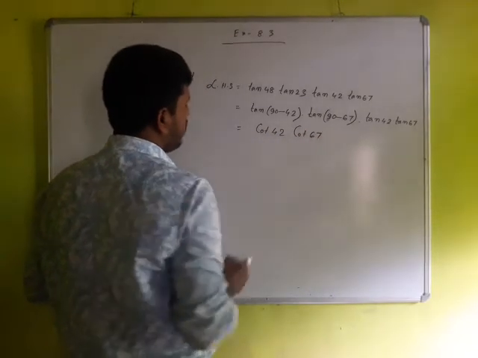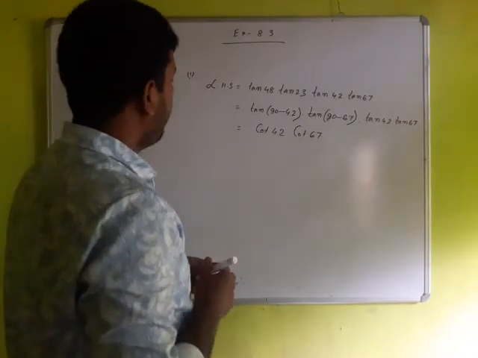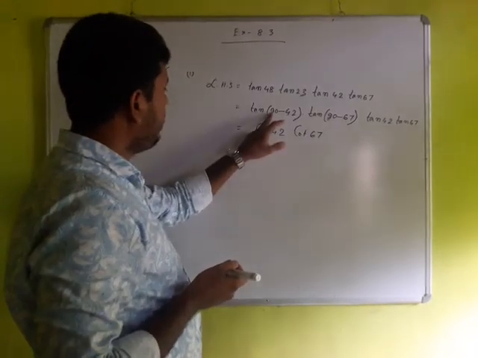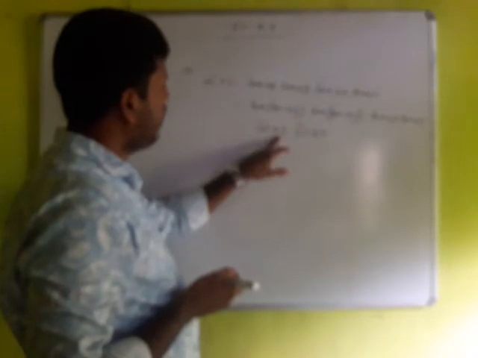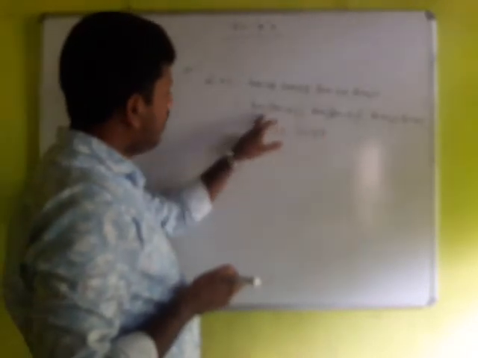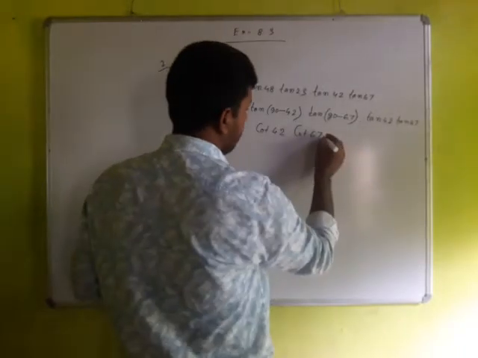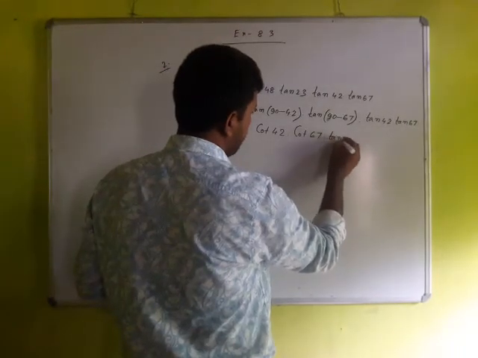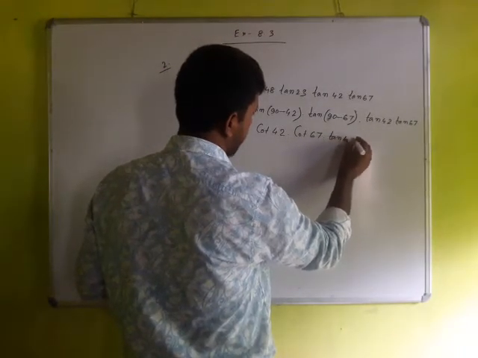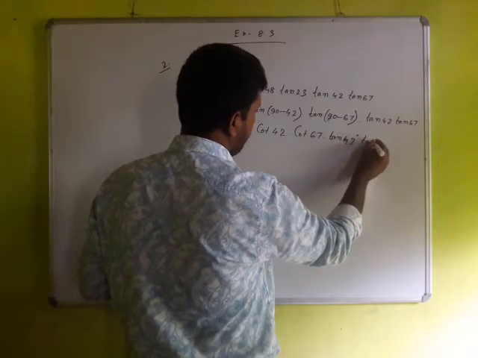These are the formulas we have uploaded in earlier videos. That is, tan(90 minus theta) will be cot theta. Similarly, cot(90 minus theta) will be tan theta. So tan 42 and tan 67 will remain the same.